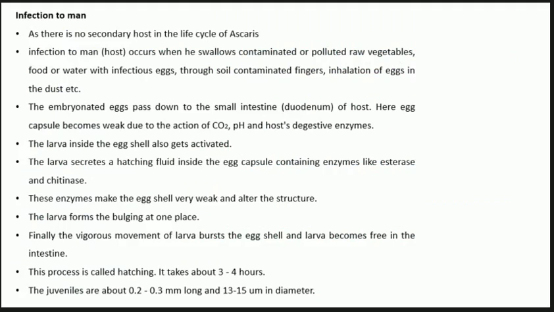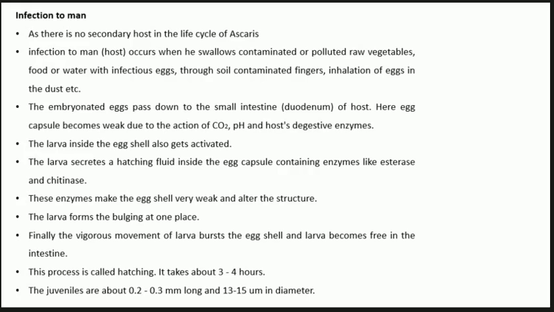Hello students, we are continuing with the previous lecture about the infection to man. In that we have already seen there is no secondary host in the Ascaris, and the infection to man occurs when they swallow the contaminated or polluted raw vegetables, food or water, whatever, and these eggs pass down the small intestine in the duodenum of the host.